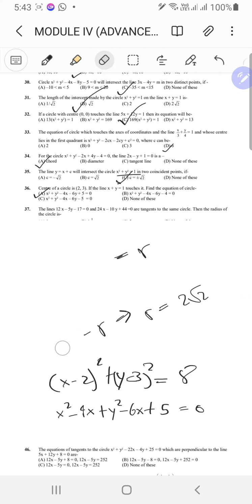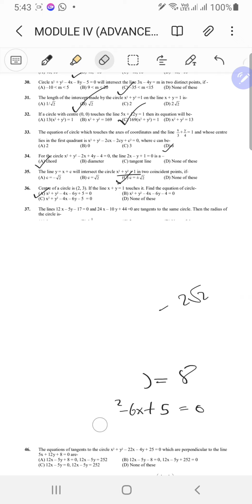The lines 12x minus 5y minus 17 equal to 0 and 24x minus 10y plus 44 equal to 0 are tangents to the same circle, then the radius of the circle is. Okay, so this line and that line, these are tangents to the same circle. Then the radius of the circle is.